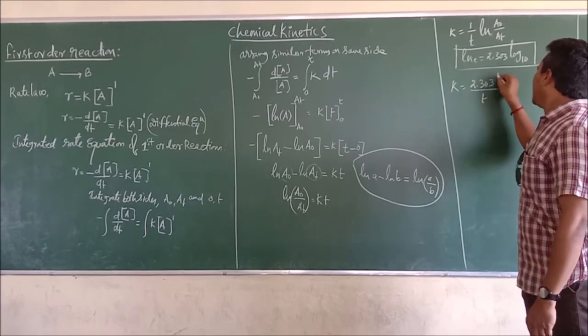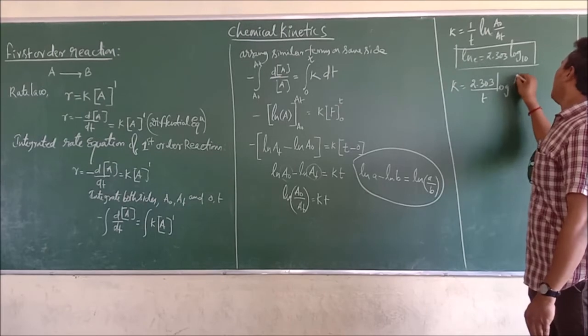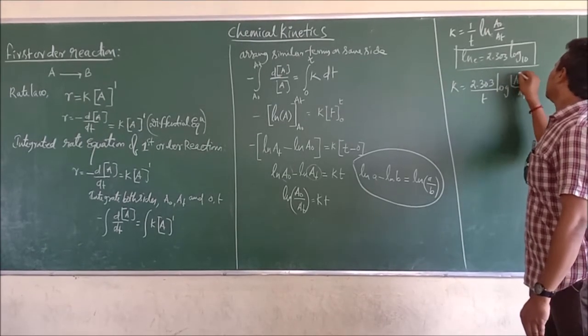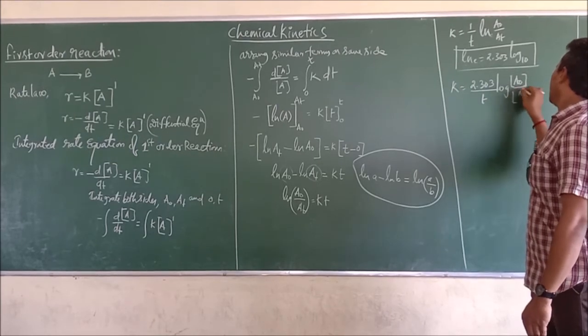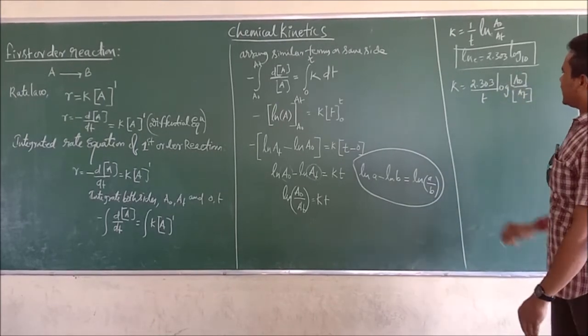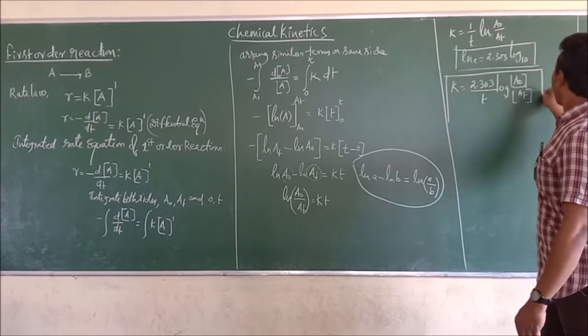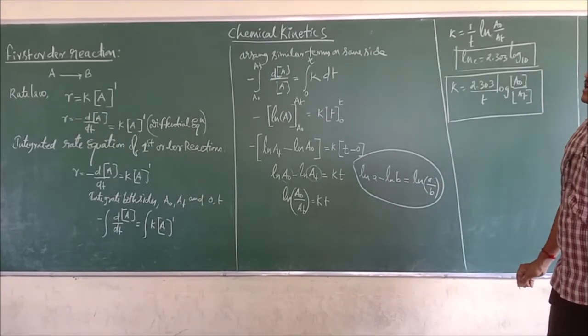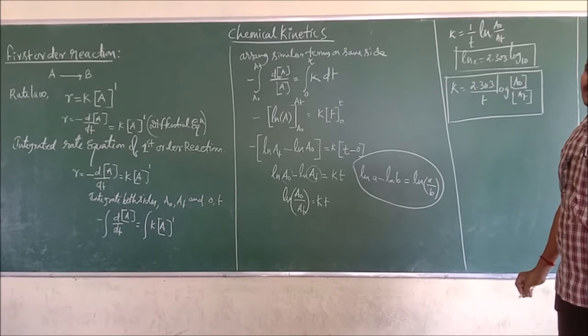2.303 by t log a naught by a. A naught is the initial concentration, a is the concentration at a time t. This is the expression of the integrated rate equation of a first order reaction.